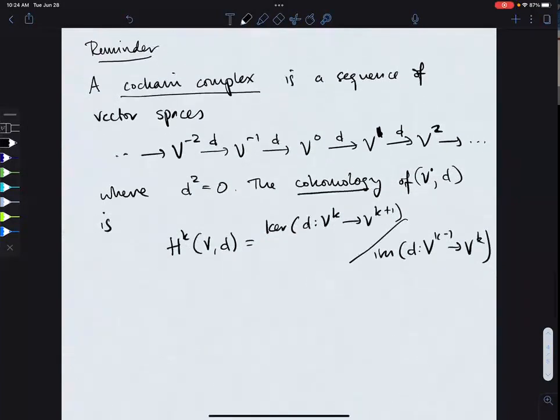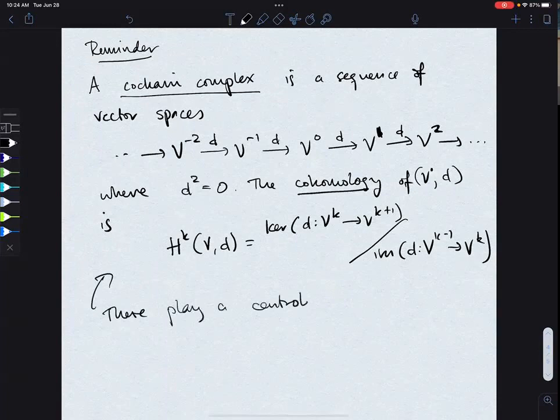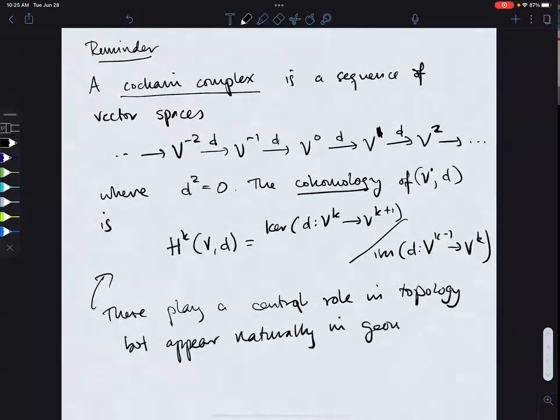Okay, now my reaction when I first met cochain complexes is, why would anyone want to do this? But over time, you discover that they're quite useful. It feels like a really non-obvious thing to do, but these play a central role in topology, but appear naturally even in geometry and analysis. So let me give you a few examples.